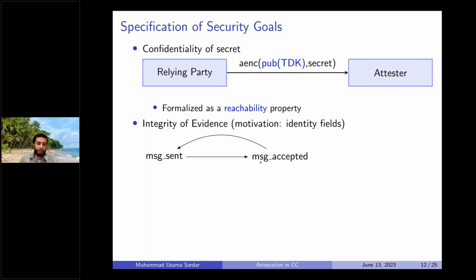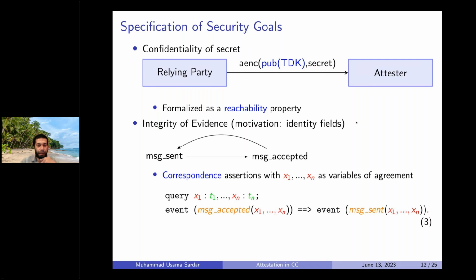And the idea there is that intuitively I can think of it as: I have a message accepted at the end of the relying party, and a message sent from the attester, because I'm talking about the evidence. So the evidence is generated and sent over to the relying party. And what I want to ensure is that if I have a message accepted at the relying party, there should be a message sent by the attester. So this is the overall high level idea or the intuition. And now moving a little bit towards formalization, how can I think of it in a formal way, is the correspondence assertions.